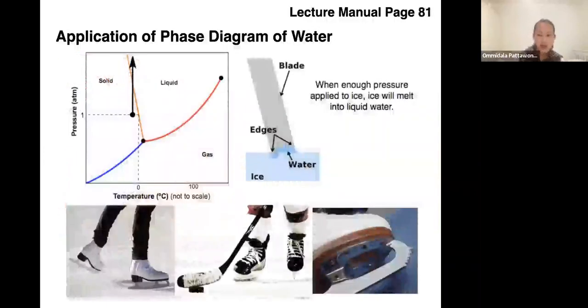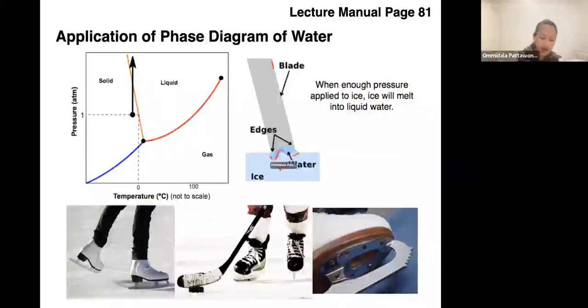Another application of the phase diagram of water is in ice skating. In this case, the blade of the ice skating shoe puts pressure on the ice, and if there is enough pressure, it causes the ice to melt.